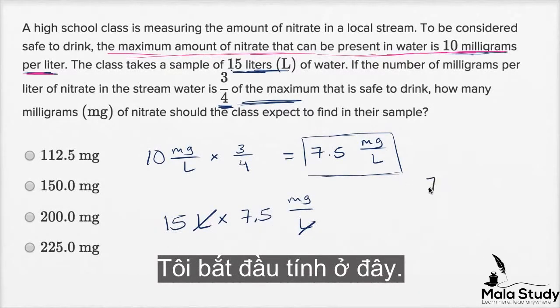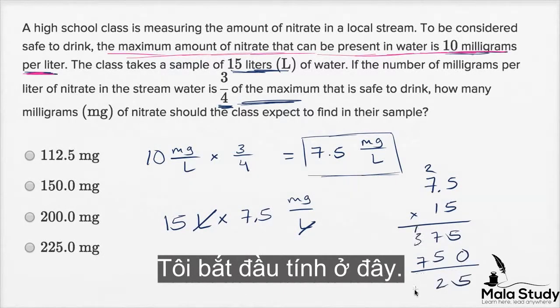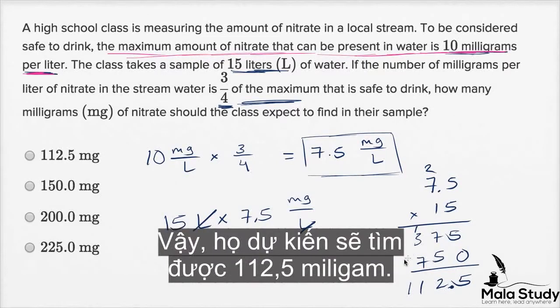So let's do that. If you have 7.5 times 15, 5 times 5 is 25. 5 times 7 is 35, plus 2 is 37. And then 1 times 75 is 75. So let's see, 5 plus 0 is 5. 7 plus 5 is 12. And then 4 plus 7 is 11. And you have one digit behind the decimal point. So they would expect to find 112.5 milligrams. And there we go.